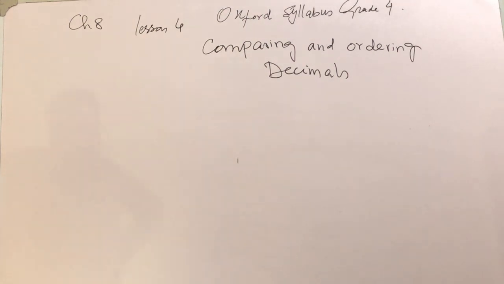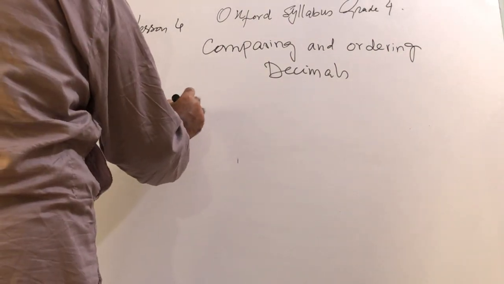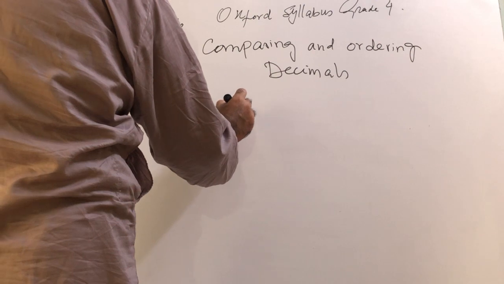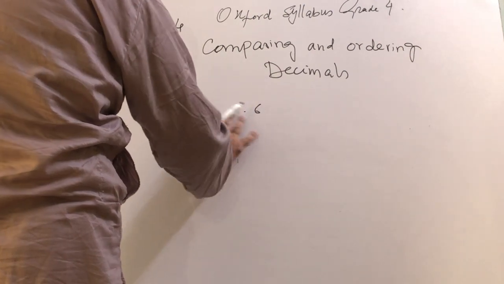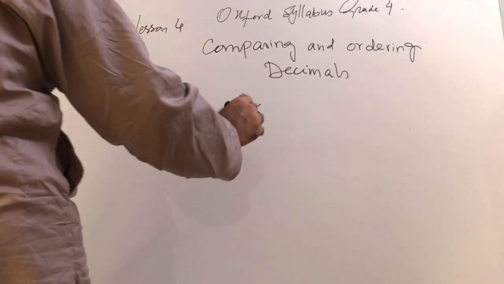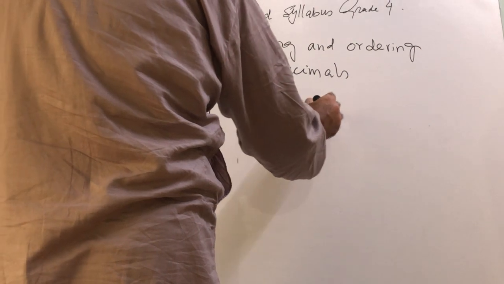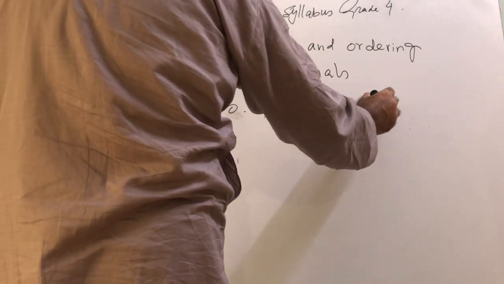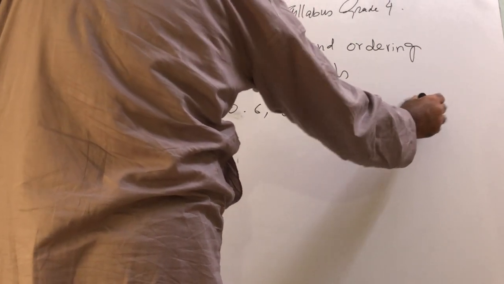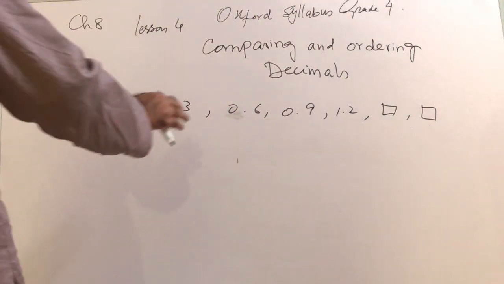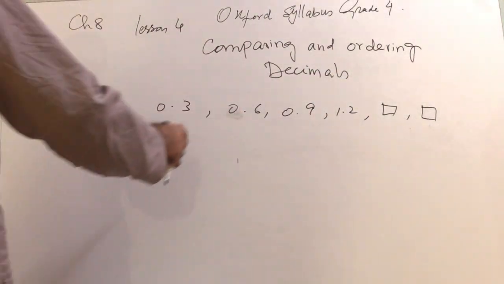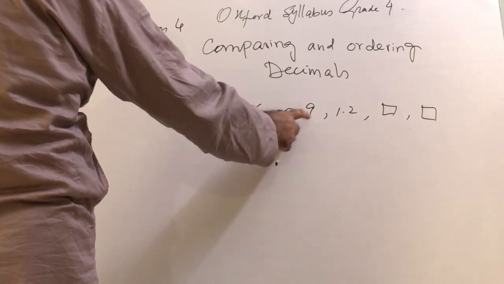Then if you go ahead, number 11, what are the missing numbers in the pattern? Explain how you get your answer. So I'll give you the hint. You need to do it yourself. 0.3, 0.6, 0.9, 1.2. Then you need to find the next two. Just see what the pattern is. This is smaller, this is bigger, this is bigger, this is bigger.